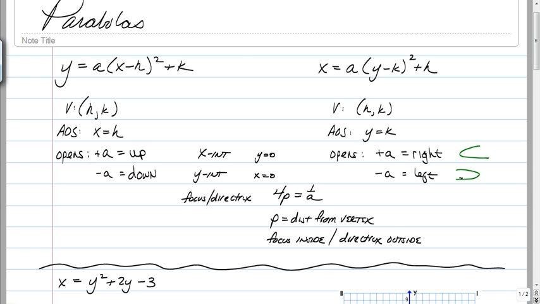So now your vertex, instead of it being opposite of the inside comma outside, look, k always goes with y. So this is y minus k now plus h. So this is now outside comma opposite of the inside. Since it's opening left and right, look at your axis of symmetry. Your axis of symmetry is now a horizontal line. That's why it's y equals k instead. Everything else is going to be the same. It's just you need to tweak your way of thinking a little bit.